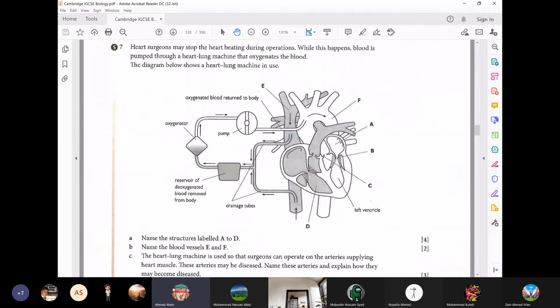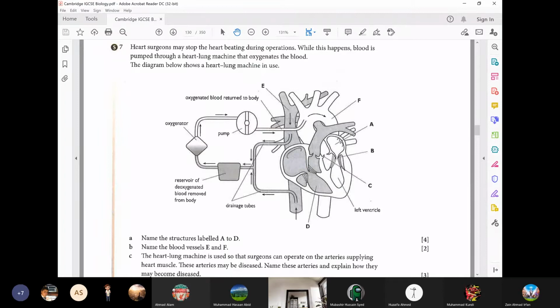Next question, boys. Question number 7. Heart surgeons may stop the heart beating during operations. While this happens, blood is pumped through a heart-lung machine that oxygenates the blood. The diagram below shows a heart-lung machine in use. Now, boys, you remember that I taught you about bypass surgery.